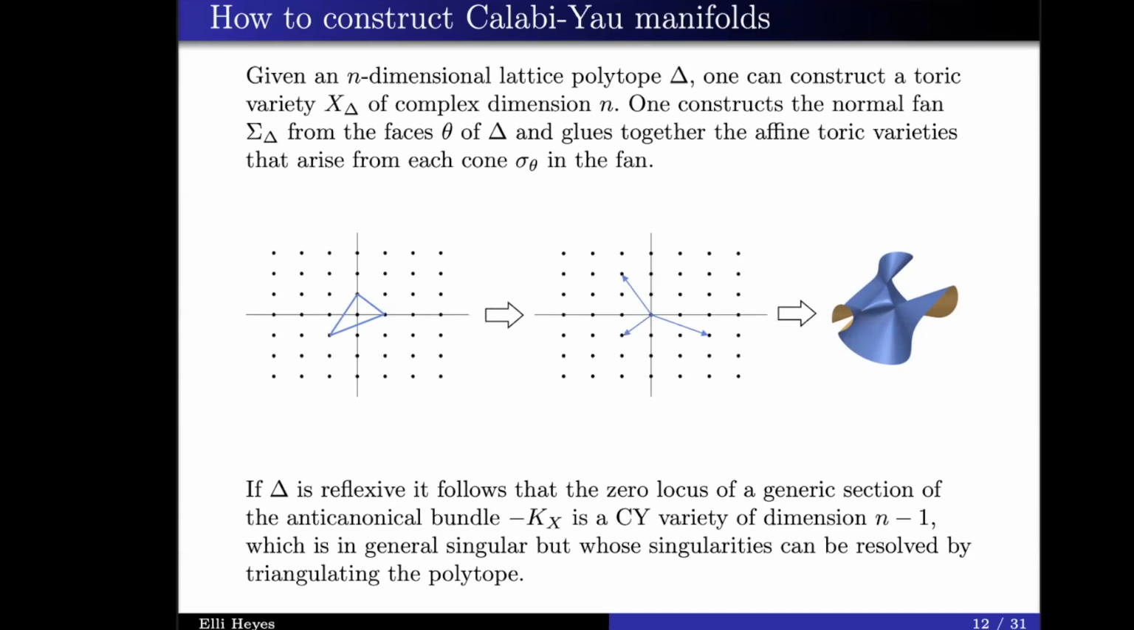What Batyrev showed in the early 90s, I think 1993, is that if the polytope that you start with is one of these so-called reflexive polytopes, then if you take any generic anti-canonical hypersurface in your toric variety, this is a Calabi-Yau variety, which again Tom mentioned, the ones with 0 Chern class. These in general are singular. You can take certain triangulations of the polytope and you can resolve these singularities.